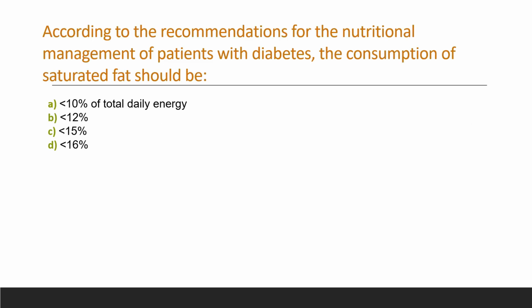Next question. According to the recommendations for the nutritional management of a patient with diabetes, the consumption of saturated fat should be less than 10% of the total daily energy, less than 12%, less than 15, or less than 16. So the correct option is option A, that is, less than 10% of total daily energy.